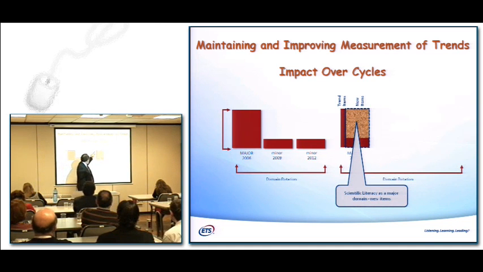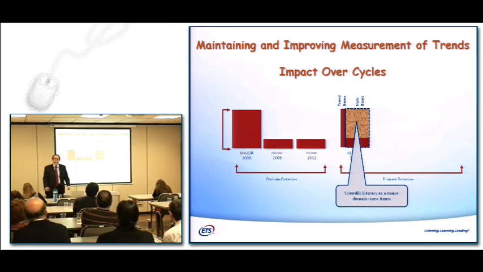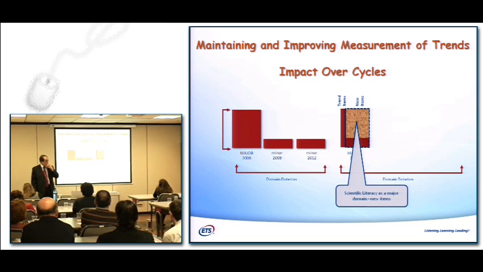So we will have all of the trend items. That is, all of the paper-based items from 2006 will be replicated in 2015. And for those countries taking it on the computer, we will adapt all of the 2006 items to the computer, as well as keep them in paper, right?